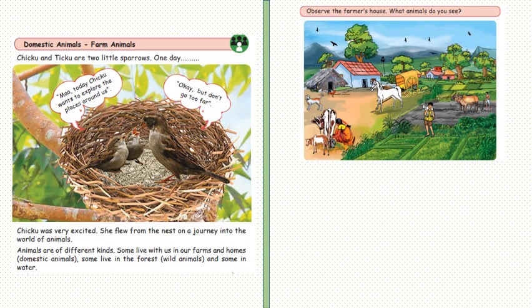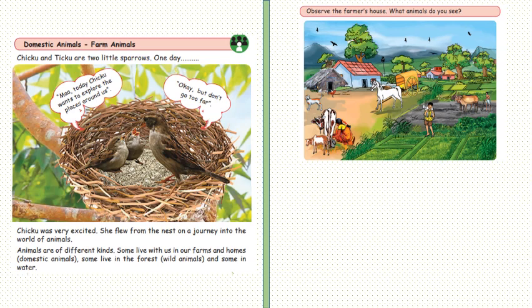Animals are of different kinds. Some live with us in our farms and homes, and we call them domestic animals. Some live in the forest. We call them wild animals, and some live in the water.